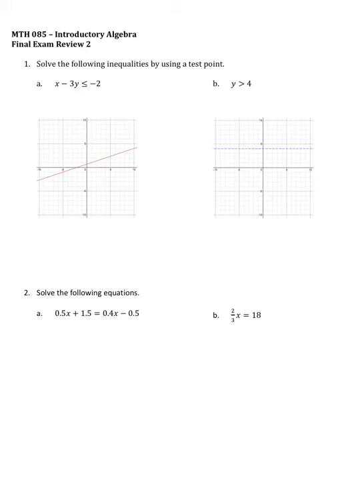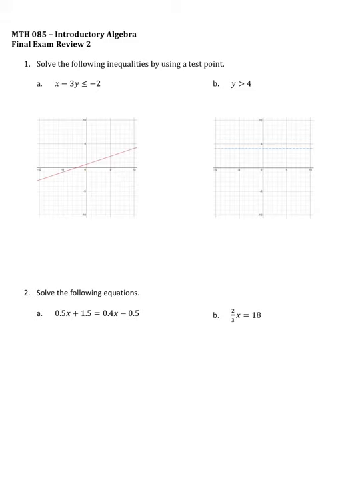In 1a, I want to solve this inequality: x minus 3y is less than or equal to 2. So the equals refers to the line. It's solid because we're including it in our answer, and we have to decide which side of this line we choose. Again, (0, 0) is a pretty obvious choice.